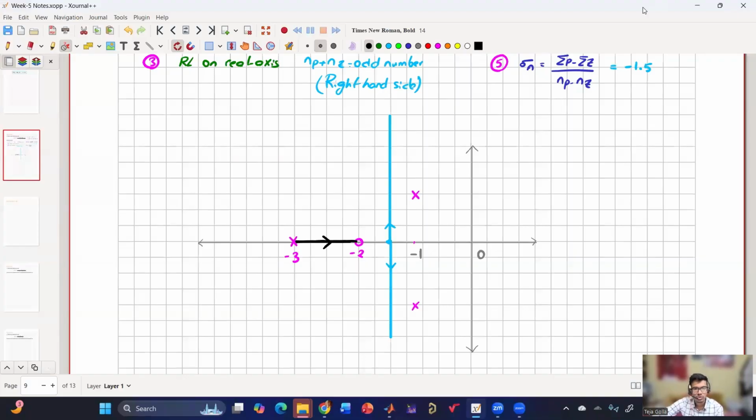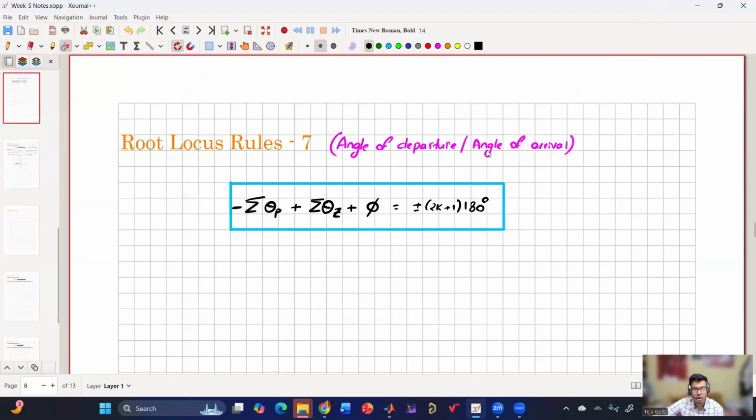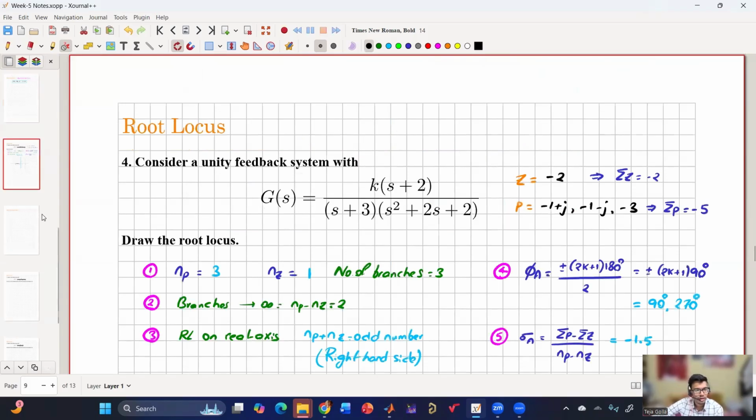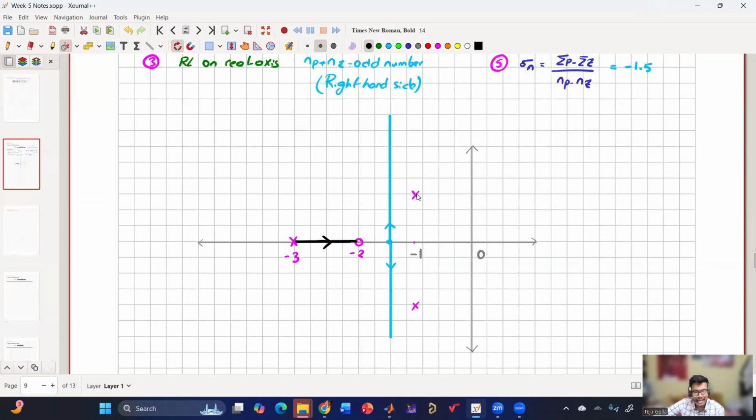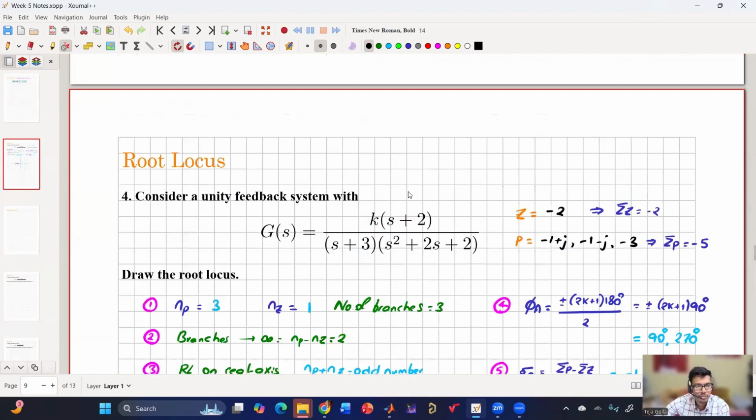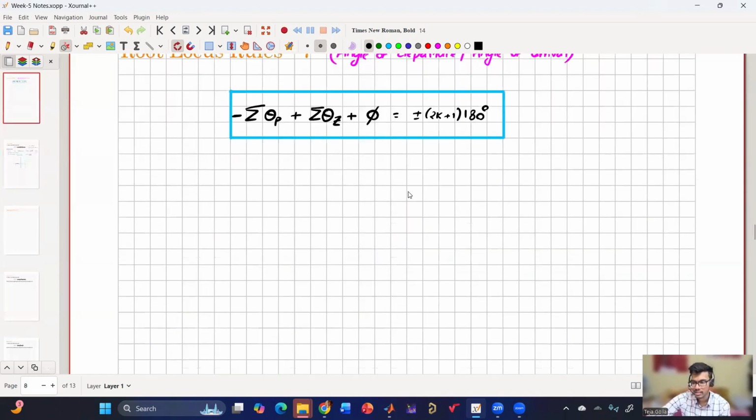Okay. So now in this problem, there is no question of break-in or breakaway point, but there is a question of angle of departure or angle of arrival. So let us calculate at what angle from this it will depart. In order to find that, we have used this equation, right? So we'll be using the same equation and then we'll be obtaining it.